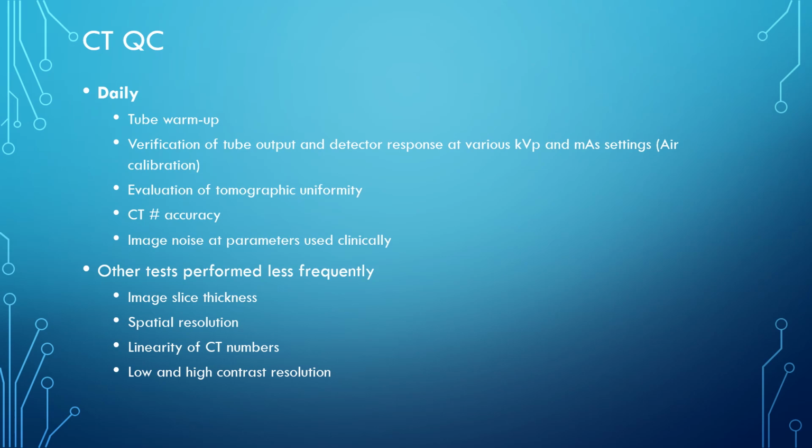And then evaluation of tomographic uniformity. This is done using that water phantom. This can also be used to do the CT number accuracy and look at the image noise at parameters used clinically. Other tests that are performed less frequently are the image slice thickness, spatial resolution, linearity of CT numbers, and low and high contrast resolution. Some of these are performed by the physicist, and some of them may be performed by the technologist.